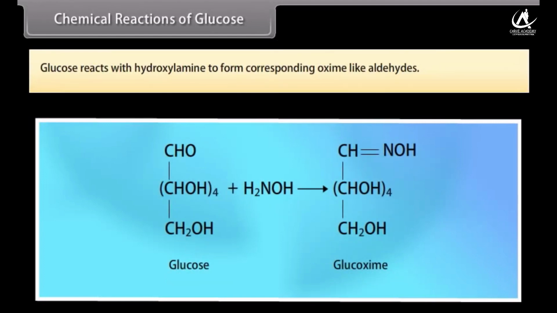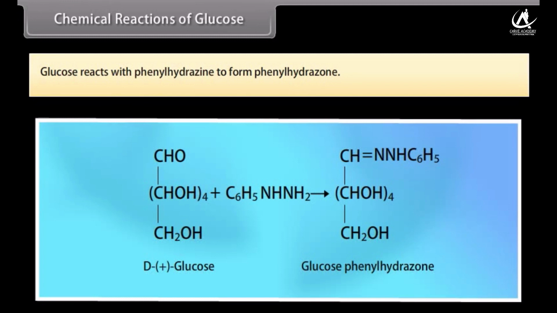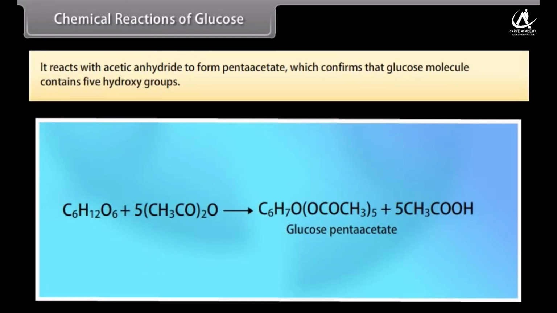Glucose reacts with hydroxylamine to form the corresponding oxime like aldehydes. Glucose reacts with phenylhydrazine to form phenylhydrazone. It reacts with acetic anhydride to form pentaacetate, which confirms that the glucose molecule contains 5 hydroxy groups.